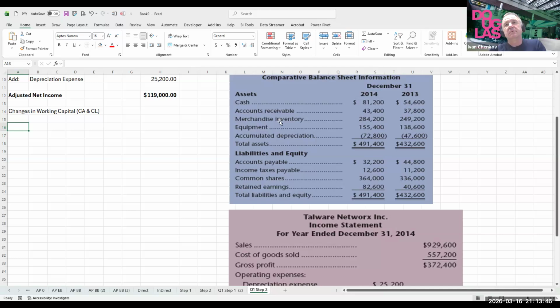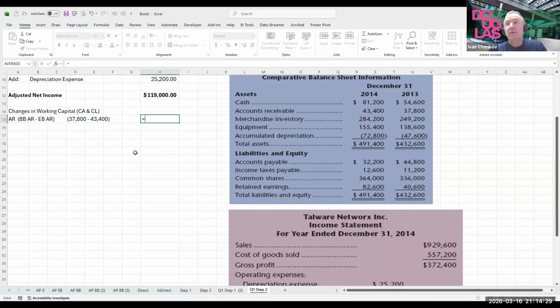Second item is accounts receivables. Is that a current asset? Yes, it is. So let's account for it. Accounts receivables, what we have to do? Beginning balance of accounts receivables minus the ending balance of accounts receivables. So our formula will be 37,800 minus 43,400.